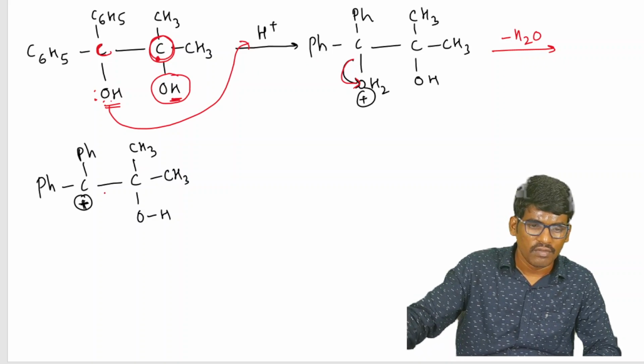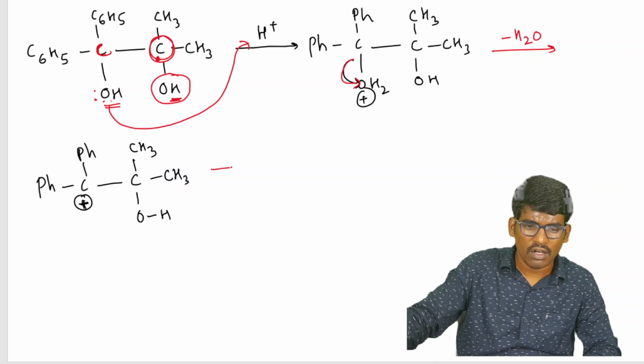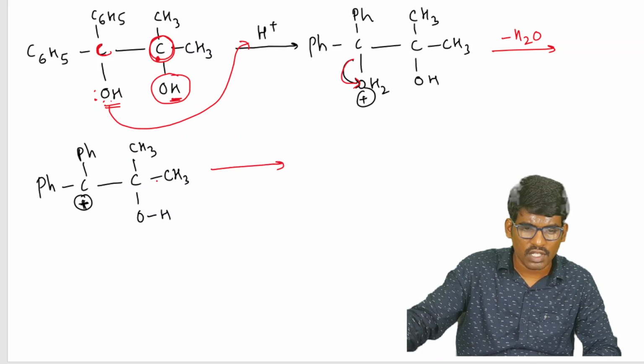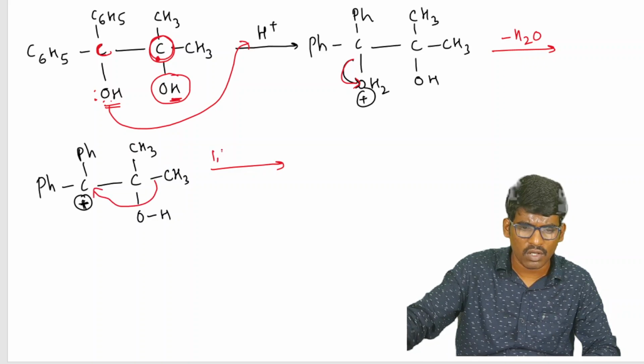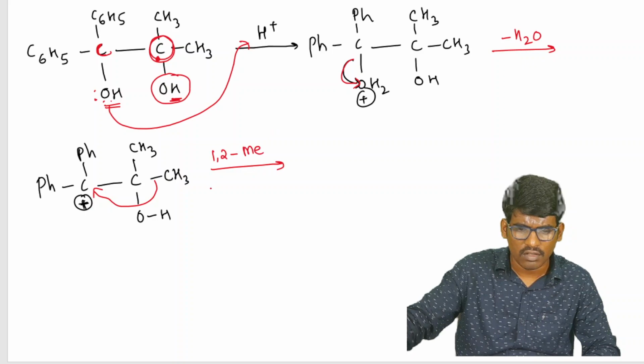So now we got a carbocation. Then what are we going to do? We are going to do the shift. This methyl group is going to migrate over here. That's a 1,2 methyl shift that can be done.